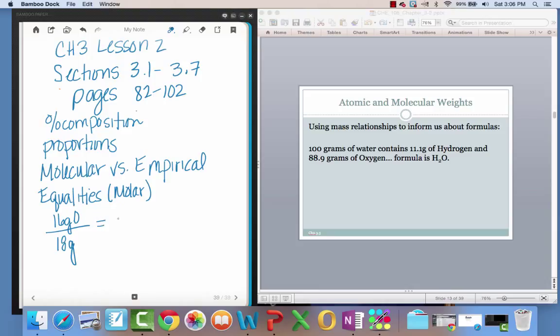So now we want to know how many grams of oxygen are in 100 grams of water. On this, we just simply cross multiply and divide, and we get 88.89, or approximately 88.9 grams of oxygen, which is what they told us. And then 100 minus 88.9 would give us 11.1 grams of hydrogen.